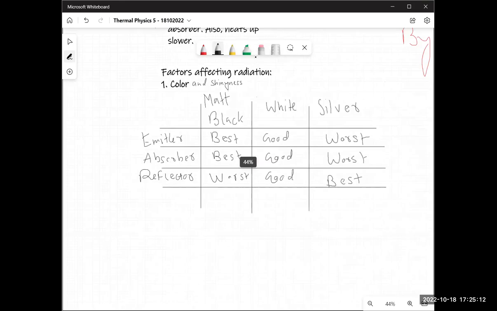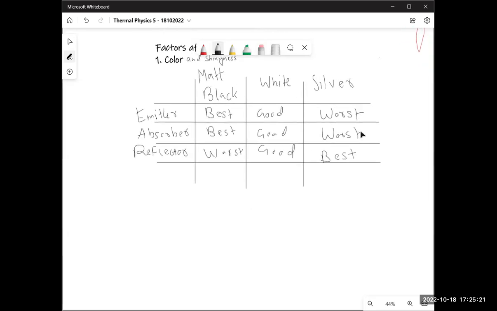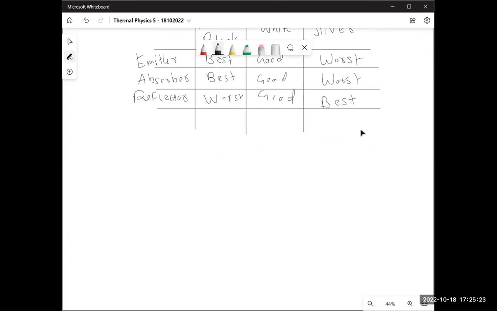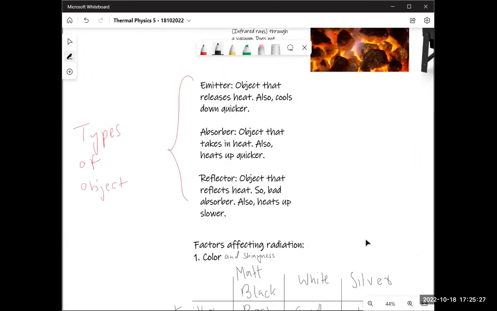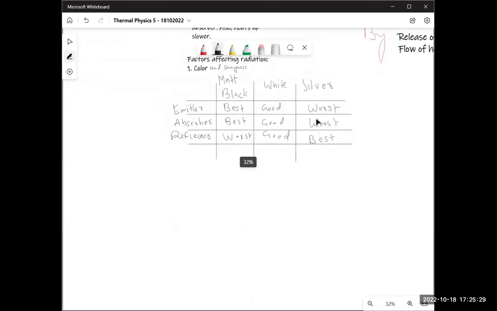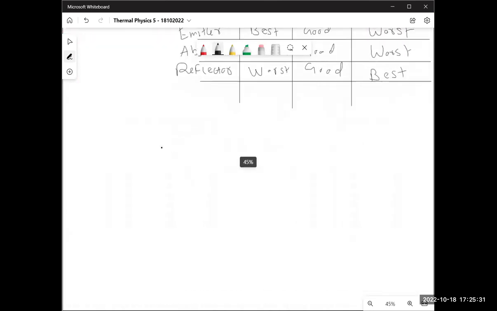Now that's what you have to memorize. These are, let's say, good, good, good. But the main question is about black and silver. Now let's see. Add one more thing. No, that's it. That's it. Now let's look at experiments.